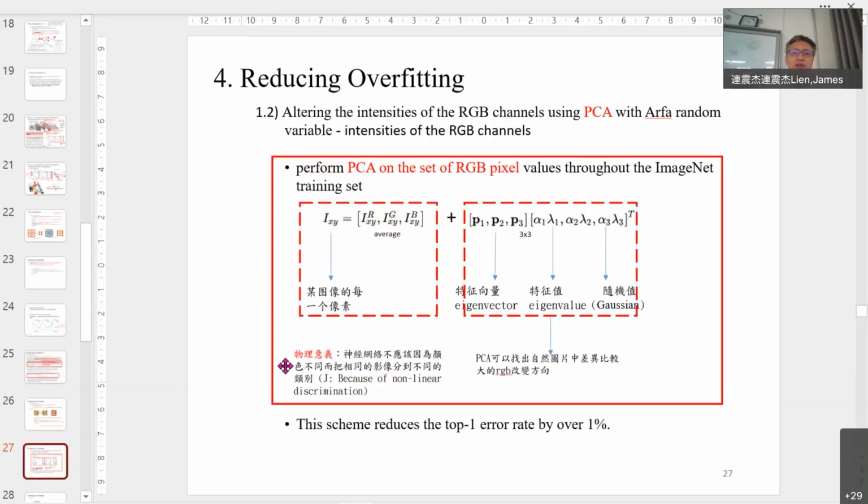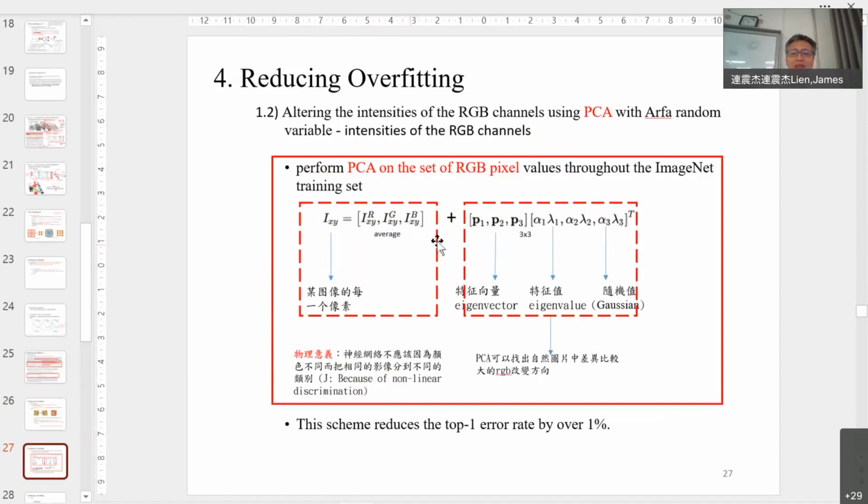And here, AlexNet says you can do the PCA to create more images. That's correct. Because PCA can do reconstruction. So this equation, we already taught you the PCA. So this average value.